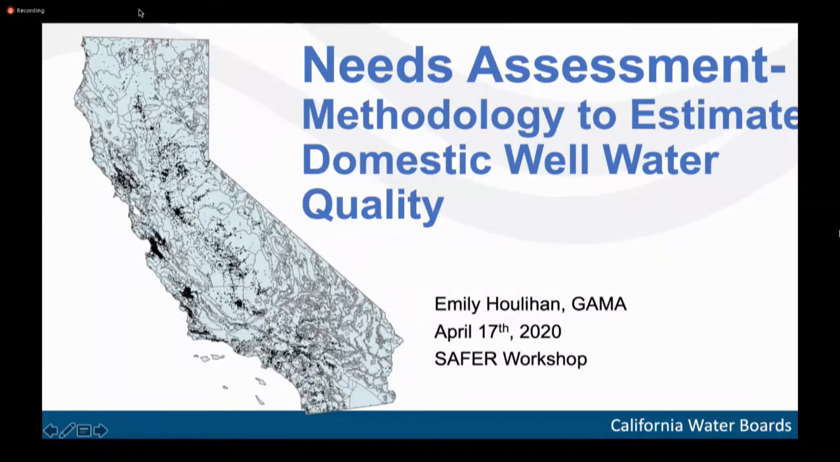Awesome. So as Amanda said, my name is Emily Houlihan. I'm in the Gamma unit, which stands for Groundwater Ambient Monitoring and Assessment in the Division of Water Quality at the State Water Boards. Today, I'm going to be talking about Gamma's efforts to estimate domestic well water quality in support of phase 2 of the needs assessment, and also how this work can give us a head start on creating the aquifer risk map.